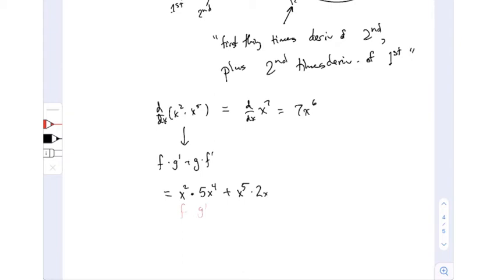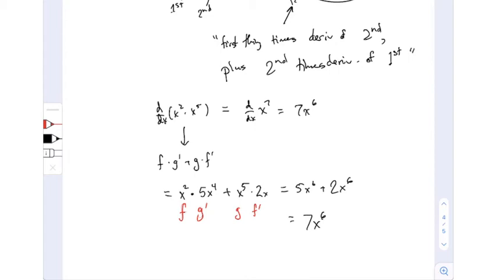The first part was x squared. So this, what I just wrote, would be g and f prime, right? Whereas this was f and g prime. And by some kind of magic, it actually does add up to 7x to the 6. The first one would be 5x to the 6, and the second one would be 2x to the 6. And it really does add up to 7x to the 6, all right? So this is how to do it right.